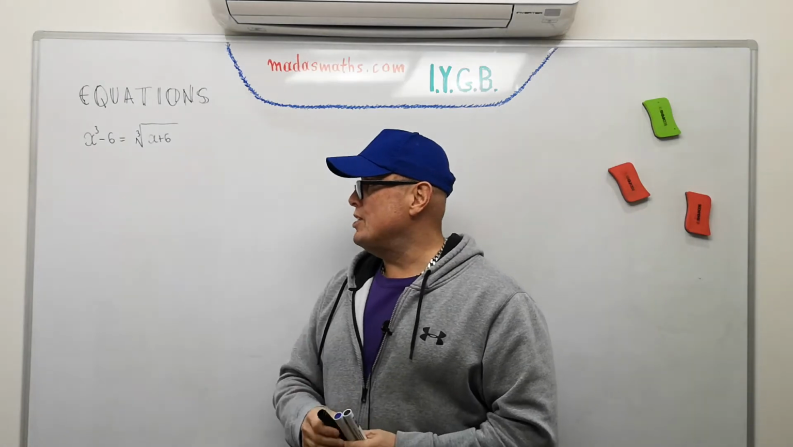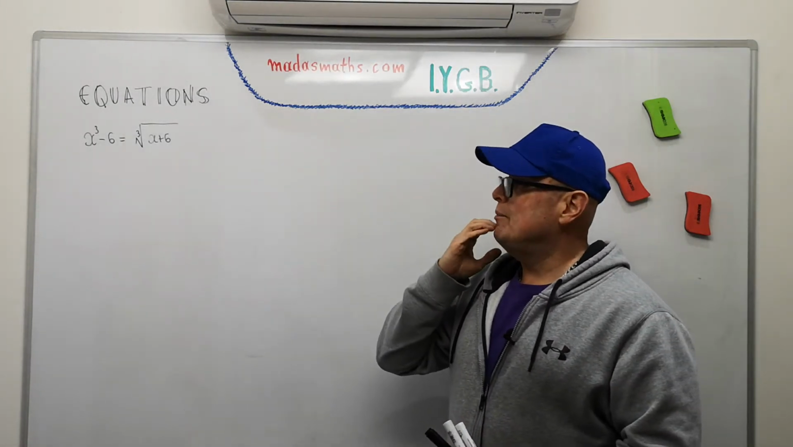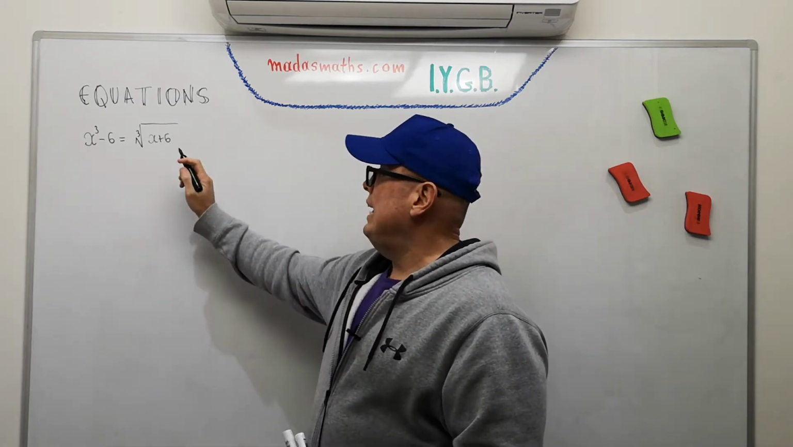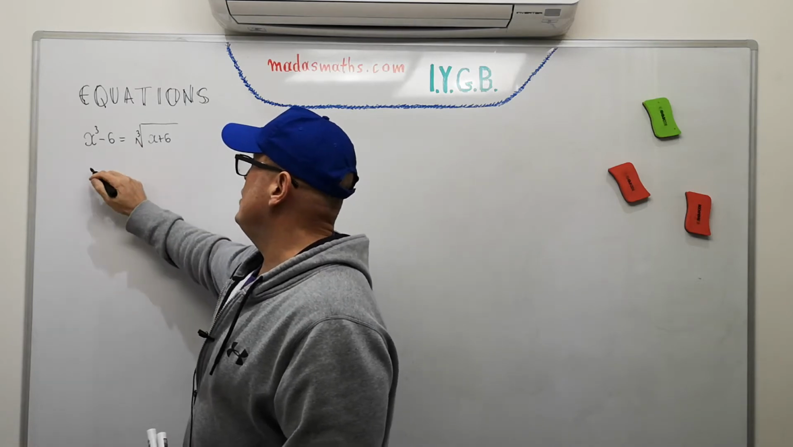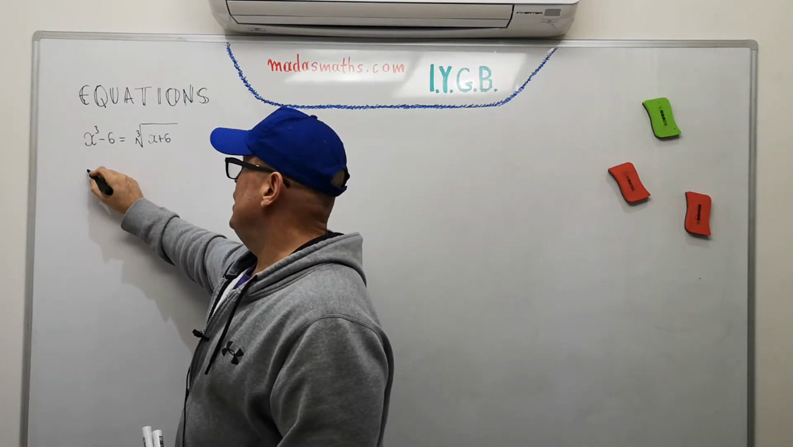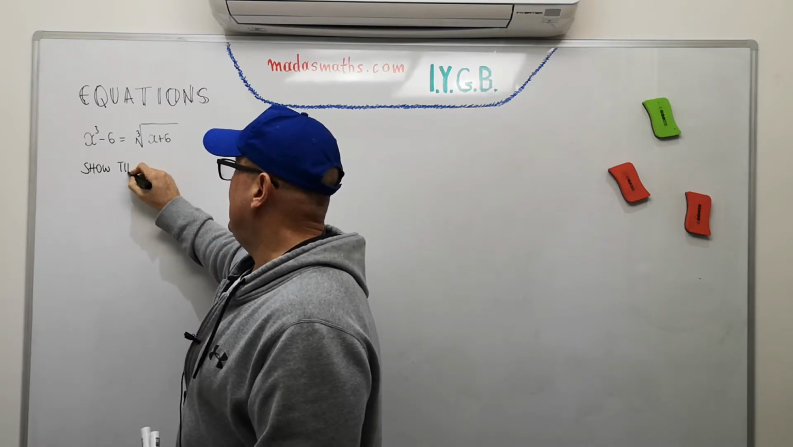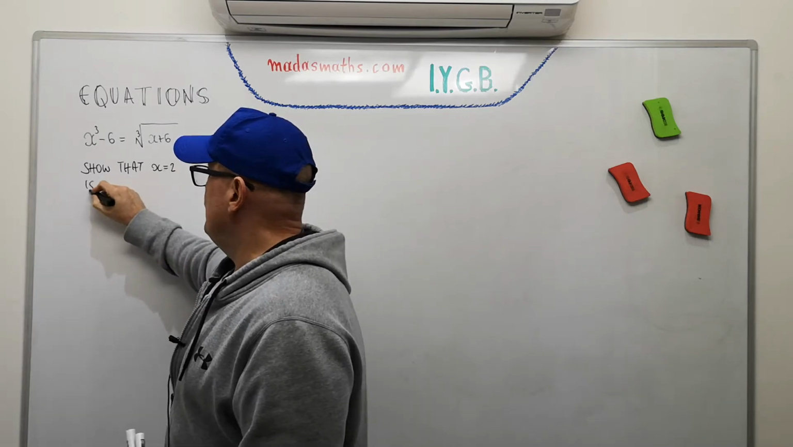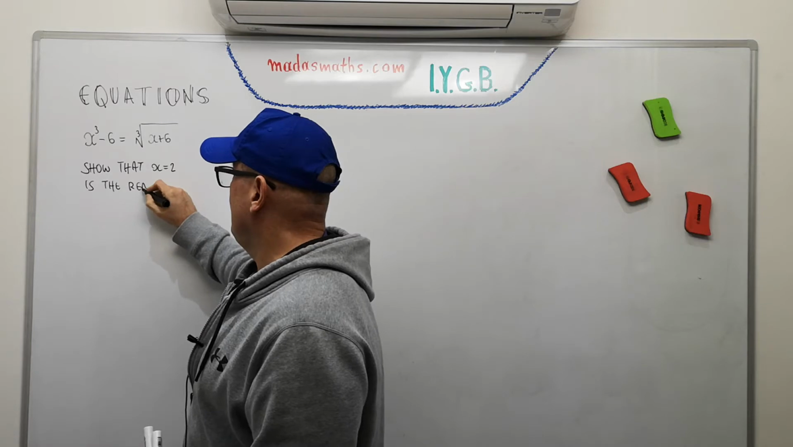Not a standard equation, not the kind of thing you're likely to see in a normal exam, possibly enrichment. What we are trying to do in there is not actually to solve it. The question says, this is the equation, show that x is equal to 2 is the only real solution. So that is the only one that will balance this equation.